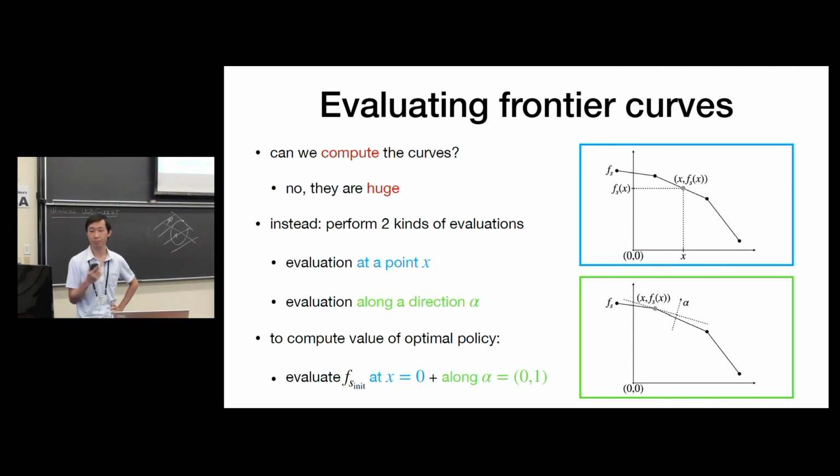It turns out you can also pretty easily find the value of the optimal policy using these two kinds of evaluations, because you can evaluate the curve in the initial state at x equal to 0 and along alpha equal to (0, 1). If the latter gives you some infeasible point, then the former is the optimal point. Otherwise, the latter is the optimal point. So one of the two is going to be the optimal point.